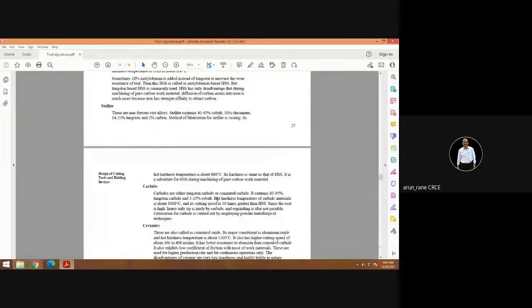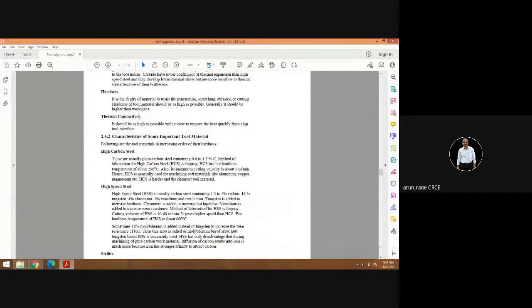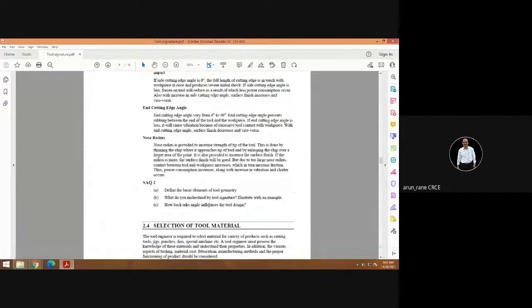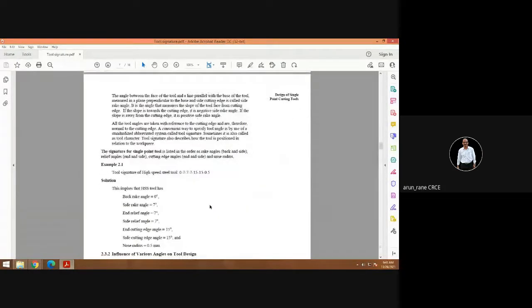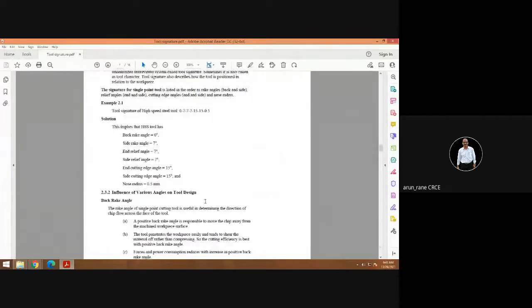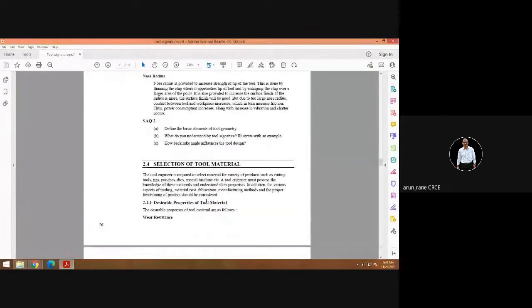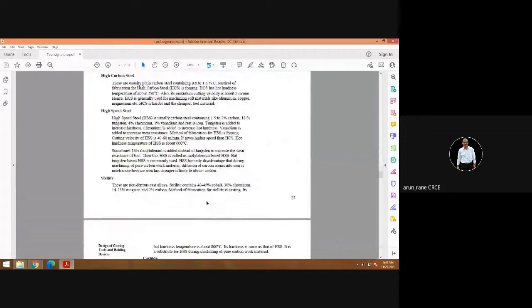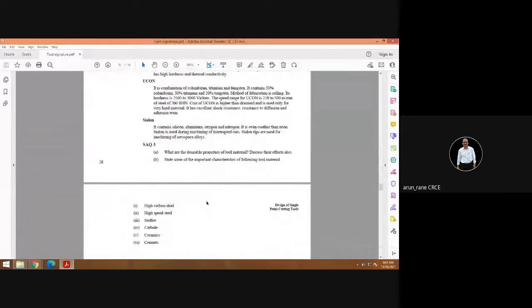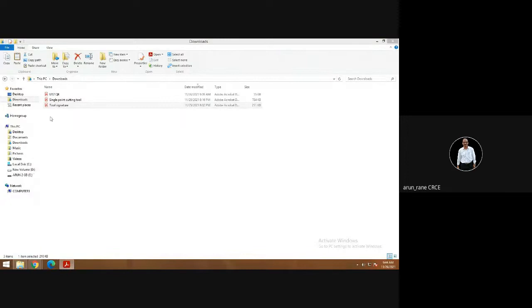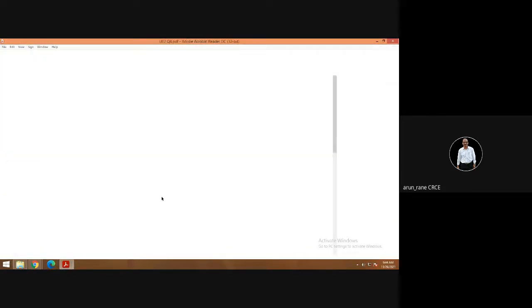That is on this page, and this tool material. So on pages 7, 8, 9, and 10. Okay, 7, 8, 9, 10. These are the 4 important pages from this file. That's it. Now coming to the question bank, the unit test 2 question bank.